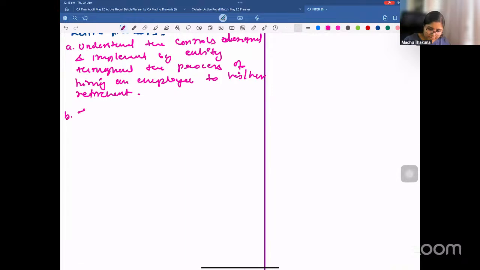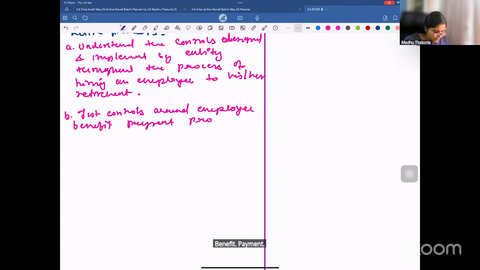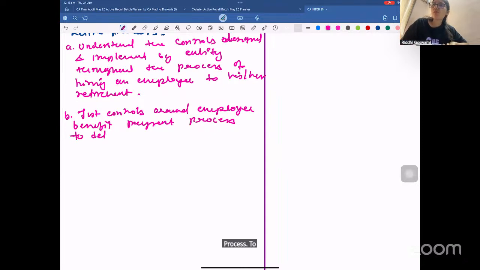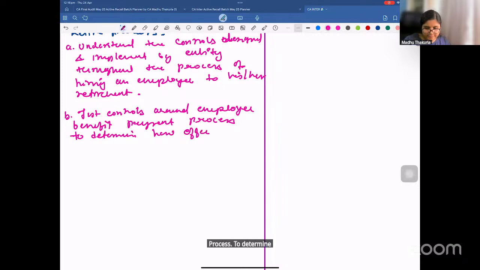B. Test controls around the employee benefit payment process to determine how effective they are.